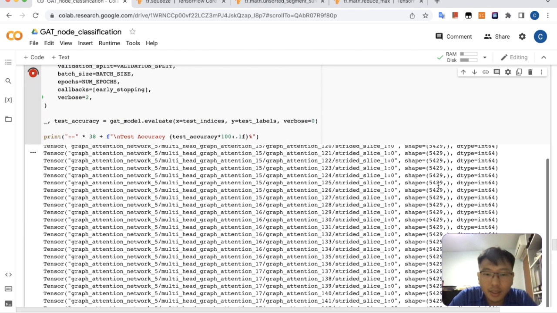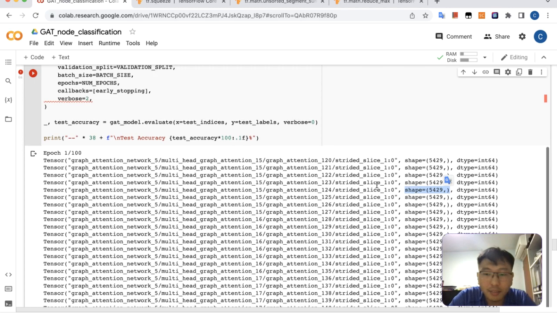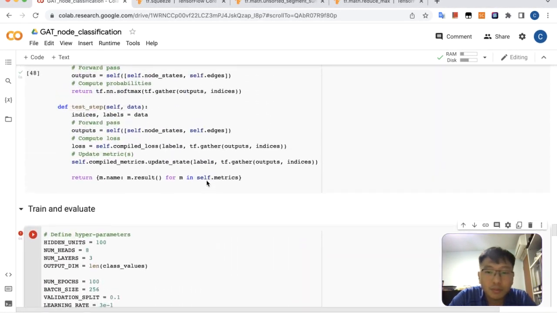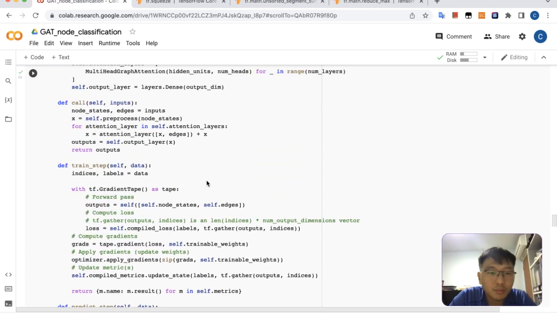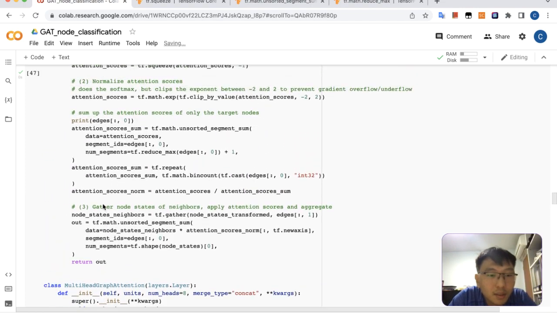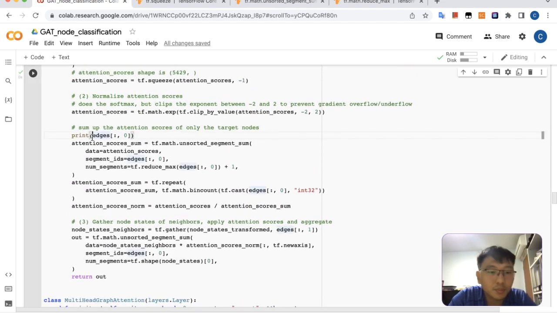Okay, so it's a strided slice. Shape is 5429. Okay, what are the values for this? Hmm. There we go. Okay, let's just print the tf.reduce_max just to see what this is.